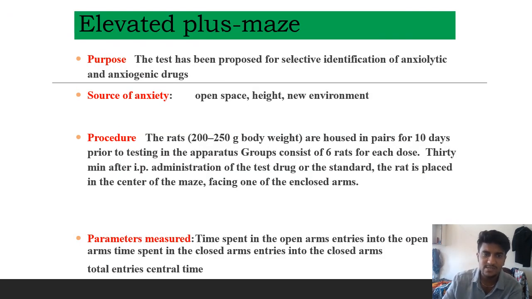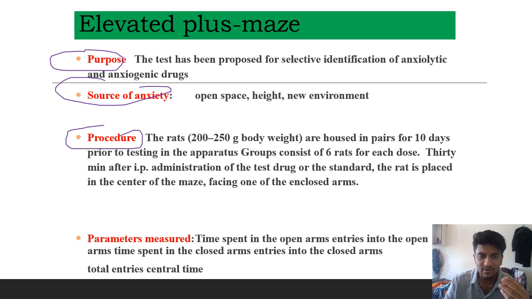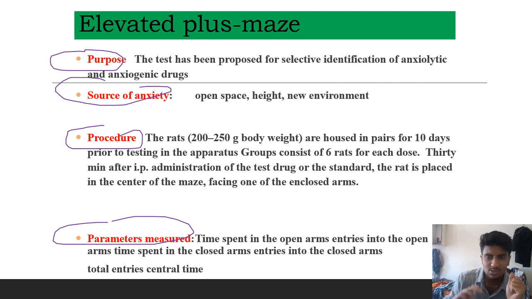So elevated plus maze. Whenever you're studying a particular screening model, you should know the purpose, why you are doing it, the source, the procedure, and the different parameters by which you are recording. Like in the plus maze, you are checking the amount of time spent by the animal in the open arm and closed arm. Then for the source, you should know the different parameters that affect it, the height of the maze, the light applied on the maze, and all those things are parameters. Why are you performing the test? The reason for performing the test.